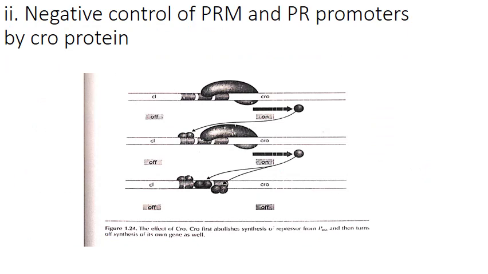So next in order is the negative control of the PRM and PR promoters by the Cro protein. Now the Cro protein, as we know, is synthesized when an induction inhibits the lambda repressor protein and an induction towards the lytic phase has been initiated. So the Cro protein, which binds to operator region 3, suppresses the further synthesis of repressor as polymerase cannot bind to PRM.